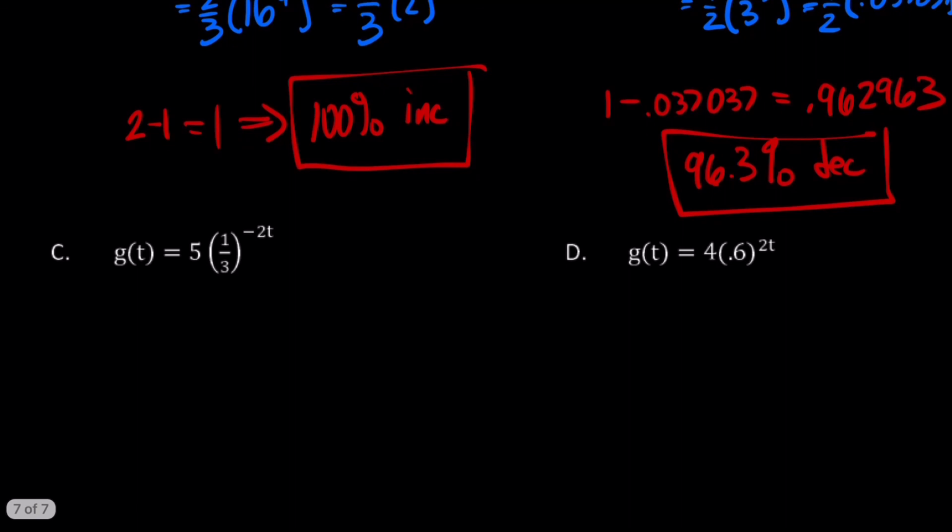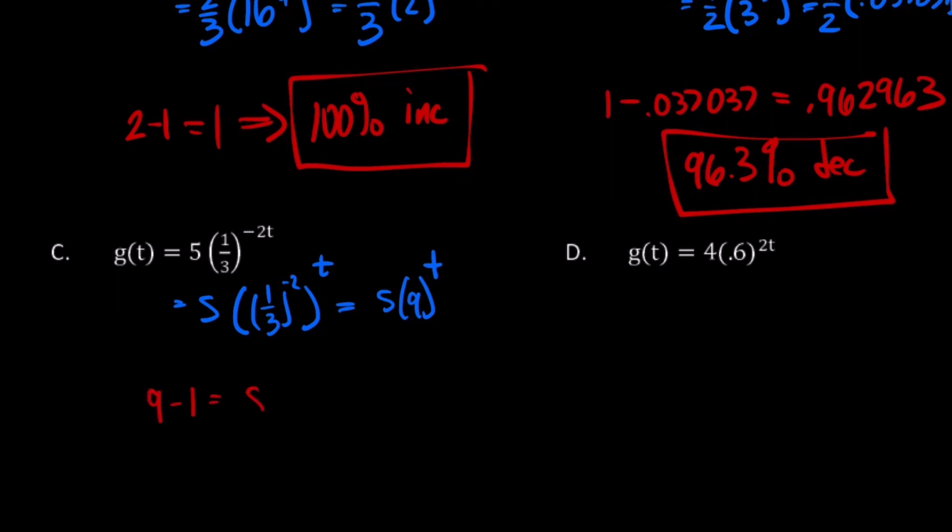All right, letter C. Let's move this exponent inside. I can probably do this one without a calculator. So it's going to be 5 times 1/3 to the -2 to the t. Well, 1/3 to the -2, take the reciprocal of that base, that's 3. Square it, that's 9. That's 5 times 9 to the t. It's not 900%, remember. That's 800%. 9 minus 1 is 8. That's an 800% increase.